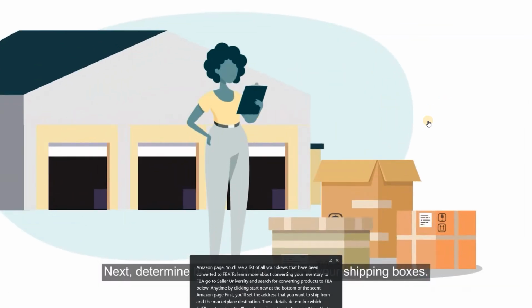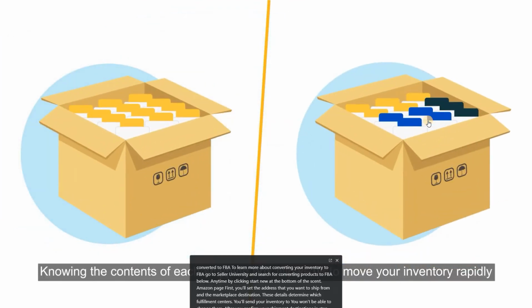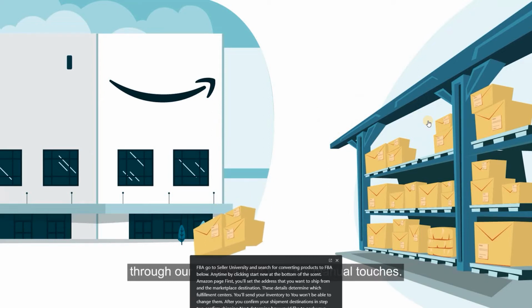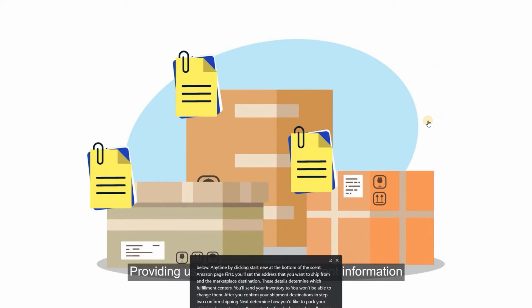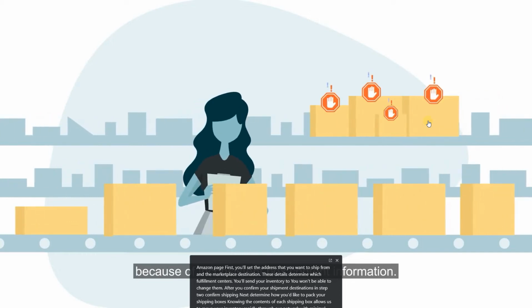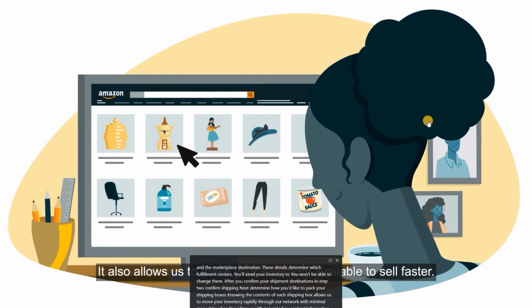Next, determine how you'd like to pack your shipping boxes. Knowing the contents of each shipping box allows us to move your inventory rapidly through our network with minimal manual touches. Providing us with accurate box content information also reduces the chances of boxes getting sidelined because of inconsistent box content information. It also allows us to make your inventory available to sell faster.